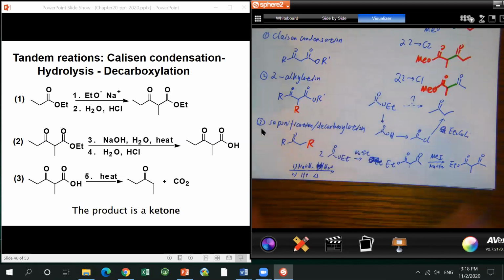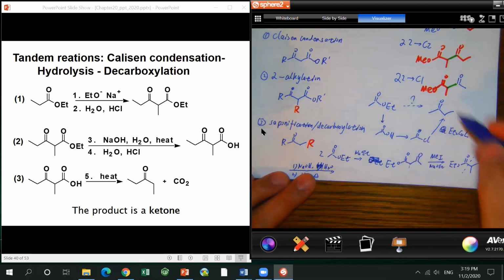So in the second step, you cleave off all of the ester part, so eventually you get the same ketone.